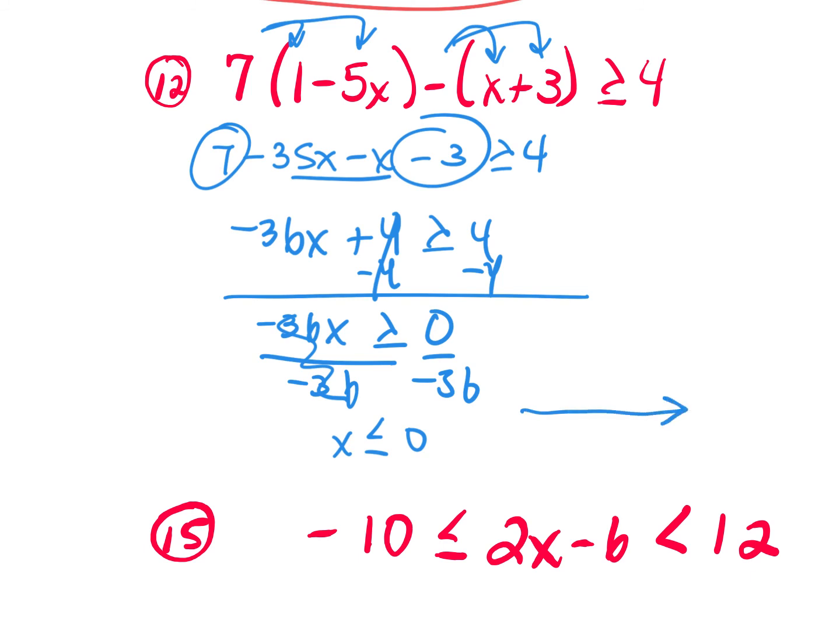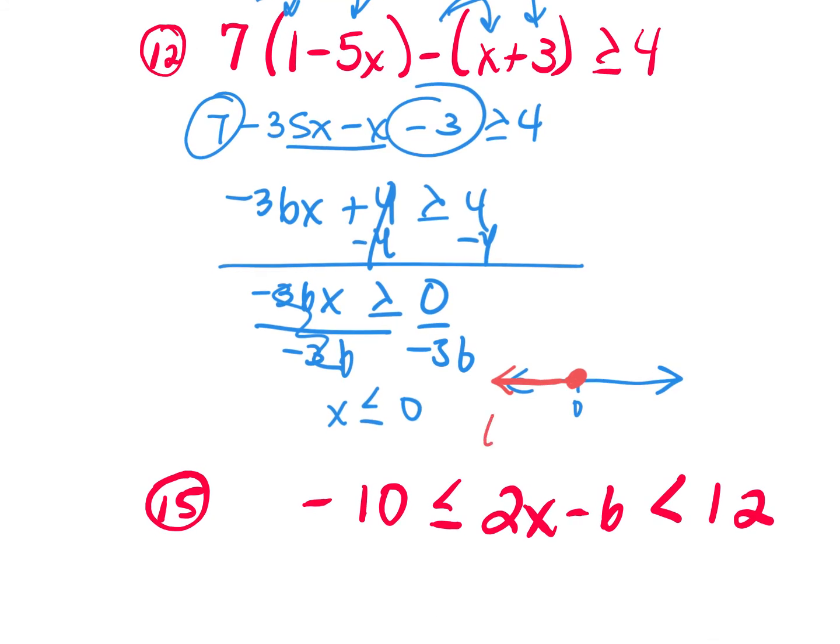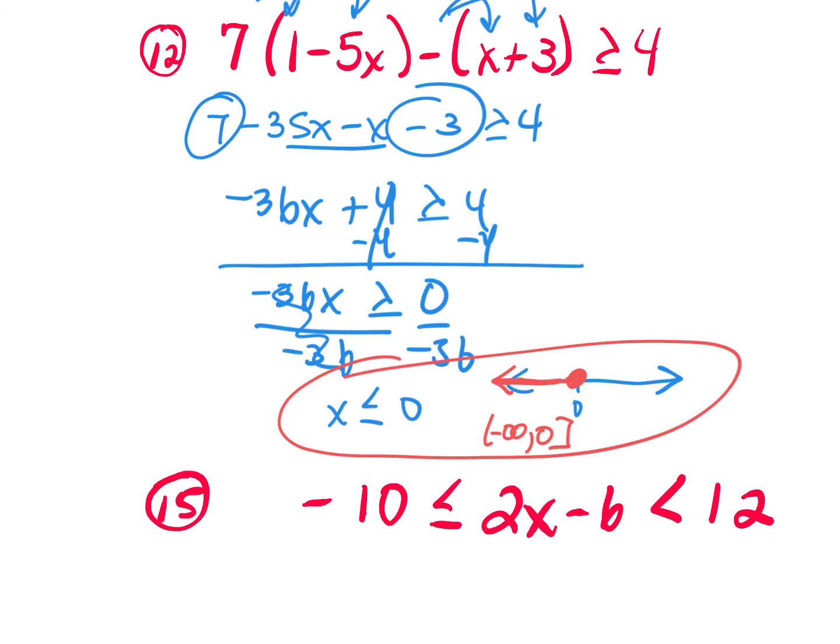So we have our number line. Our boundary line is at 0. I'm going to have a closed dot at 0, and I want all the values that are less than or equal to. And then for our interval notation, it's going to be negative infinity to 0 with a bracket because 0 is included. So here is our answer for that question.